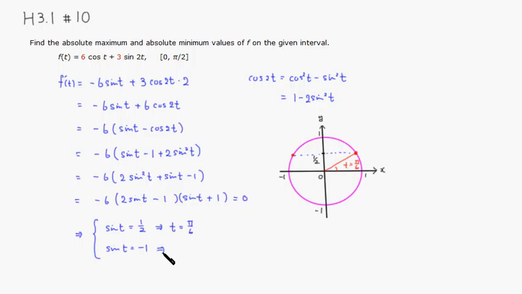And sine of t equals negative 1 is right here, but you can see that the angle is way too big. It's outside of the interval between 0 and pi over 2, so we're going to ignore this one. We don't get anything from here. So those are the critical numbers; this is a critical number. Let's go back and answer the question.